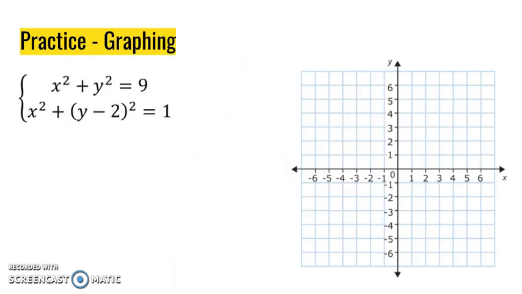Okay, I'm running short on time, so I'm going to try and graph these really quick. First one, x squared plus y squared, center is at 0, radius is 3. So up and down 3. Next one, I've got an x at 0 and a y at 2. It's got a radius of 1. So what I have here is a circle inside of another circle, and their only intersection is that top point right there, which is (0, 3).